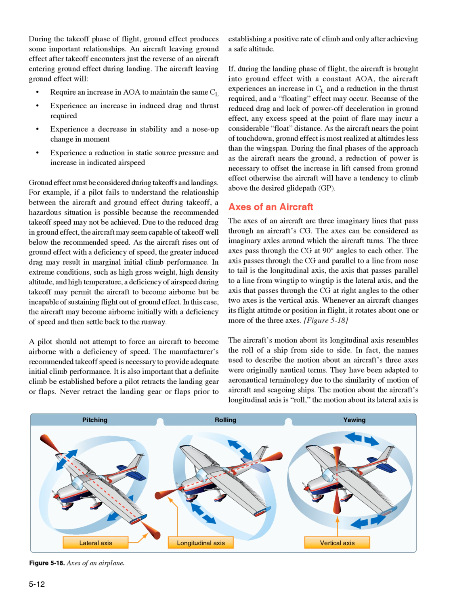Axis of an aircraft. The axes of an aircraft are three imaginary lines that pass through an aircraft's CG. The axes can be considered as imaginary axles around which the aircraft turns.